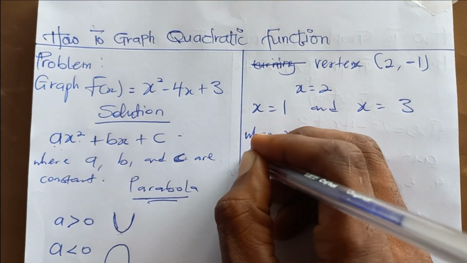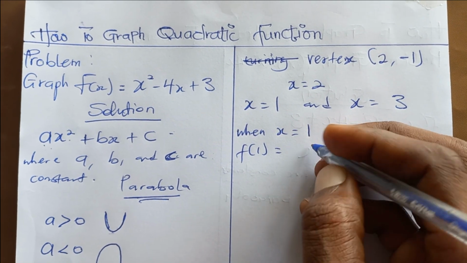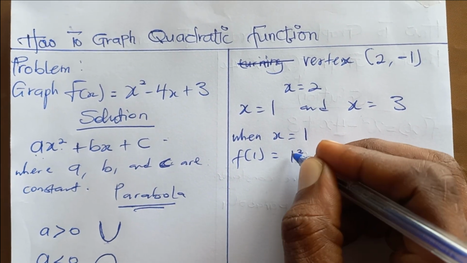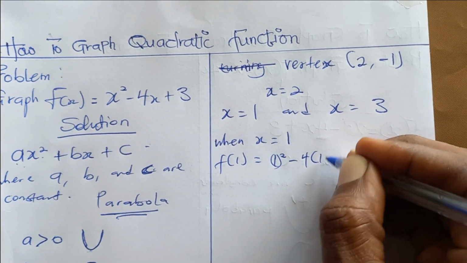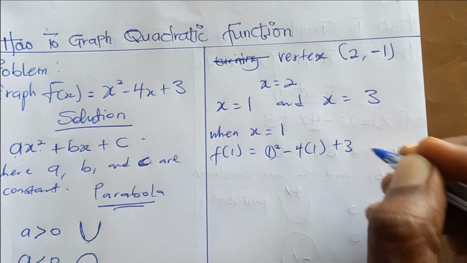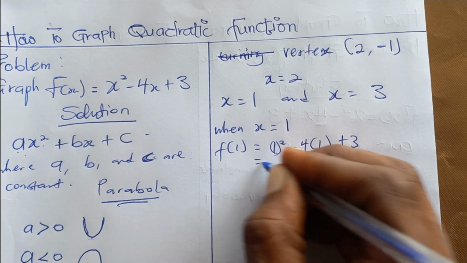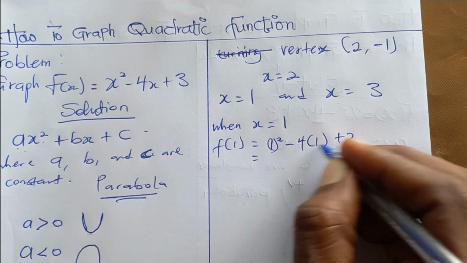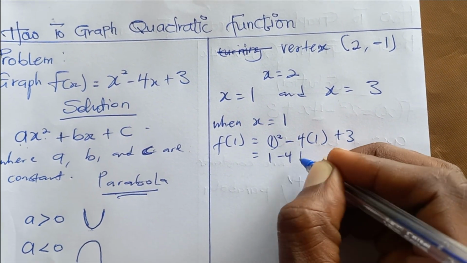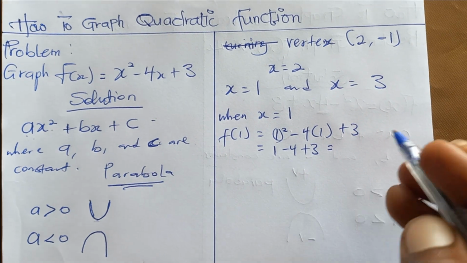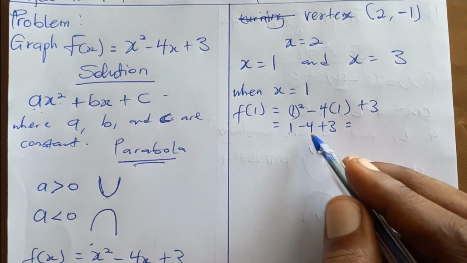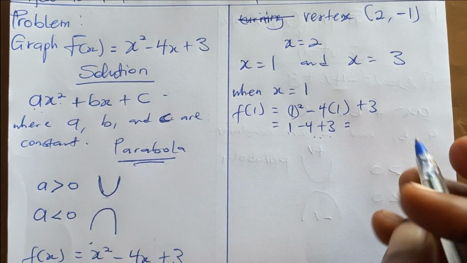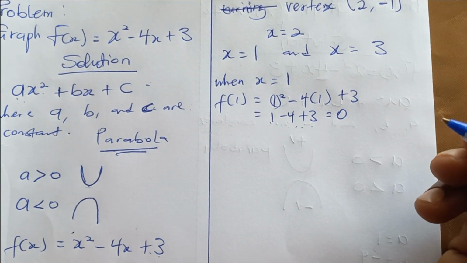So we get f of 1 is equal to 1 squared minus 4 into bracket 1 plus 3. So 1 squared is 1. So we get 1 minus 4 plus 3. 1 minus 4 is negative 3. So negative 3 plus 3, we are getting 0.